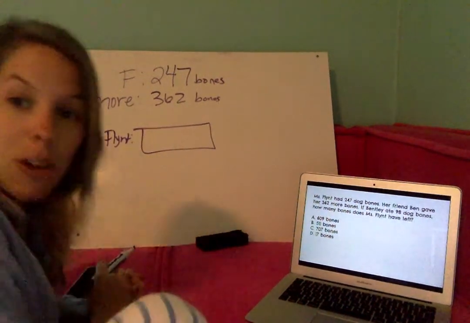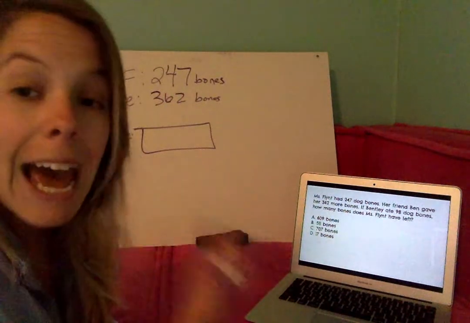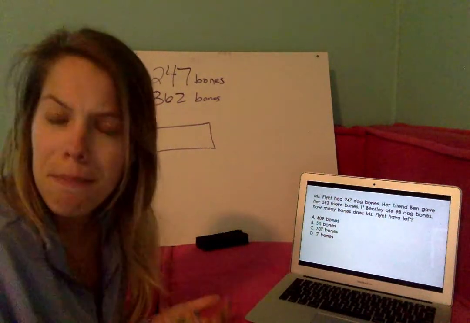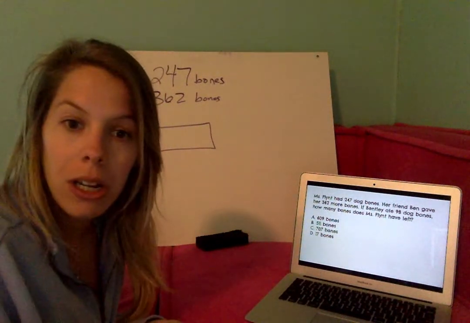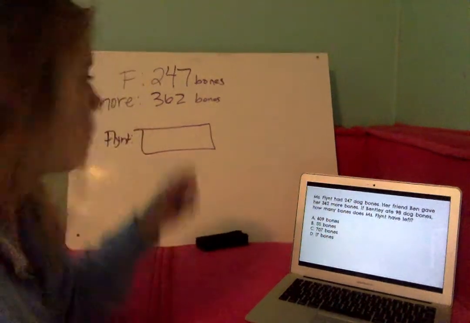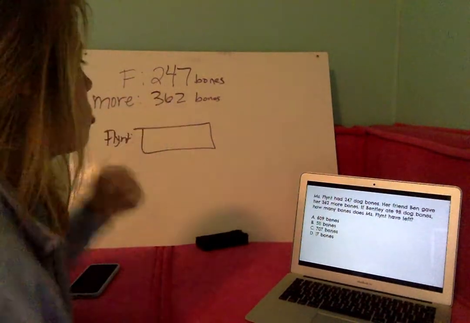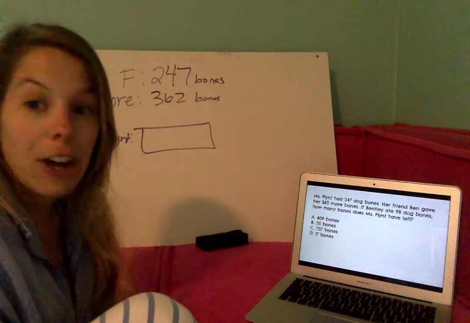Okay, so trying to figure this out. We know that Miss Flint had 247 and then Ben gave her more. So what are we going to do to those two numbers, 247 and 362, to figure out how many there are?